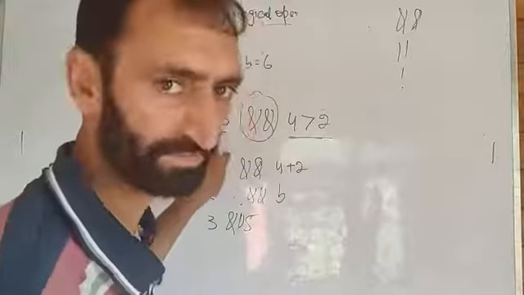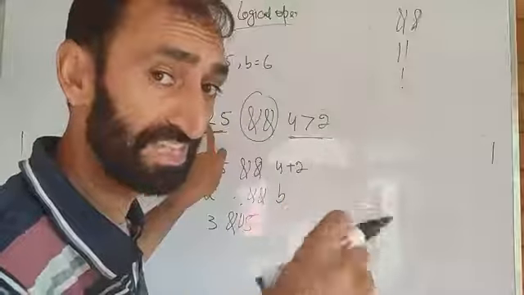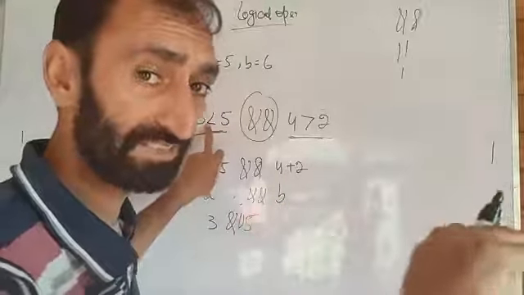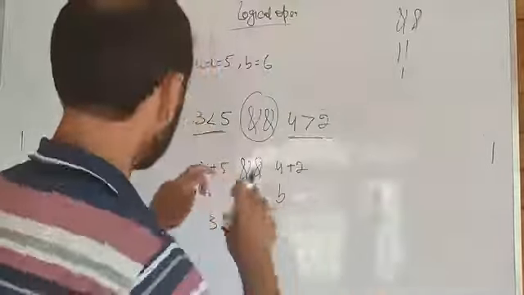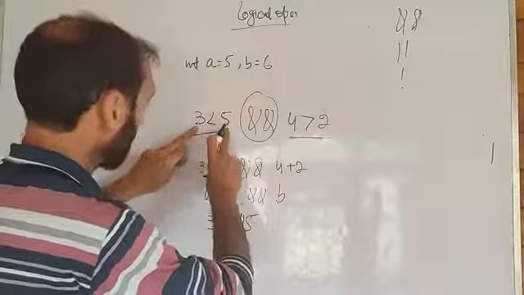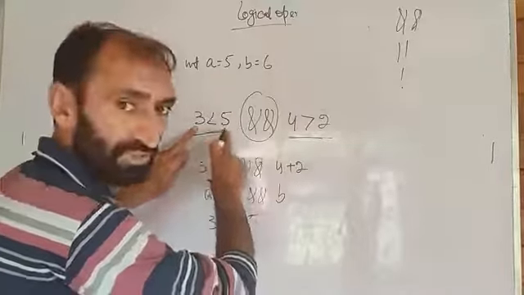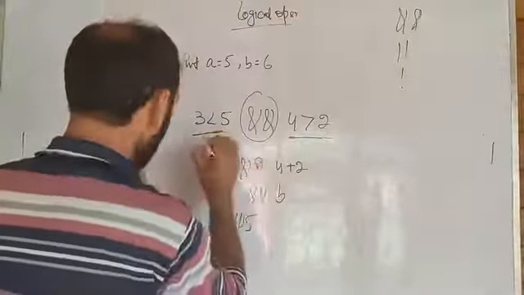The relational operator will evaluate it, and the result will be either true or false depending upon the condition. Here 3 is less than 5, so the answer is true. True for 1.